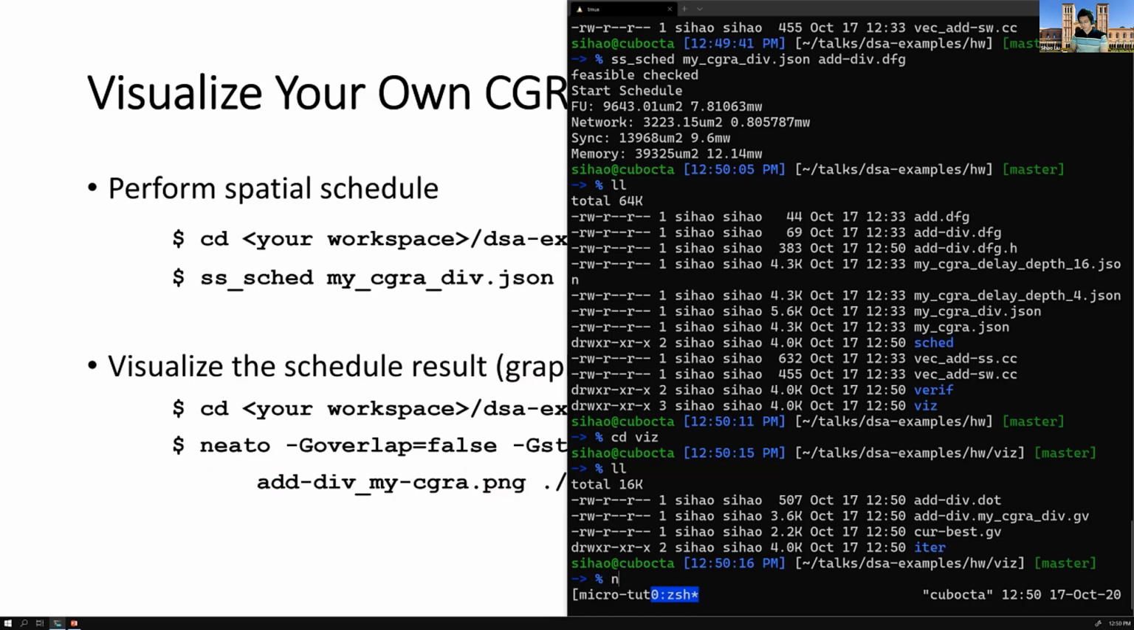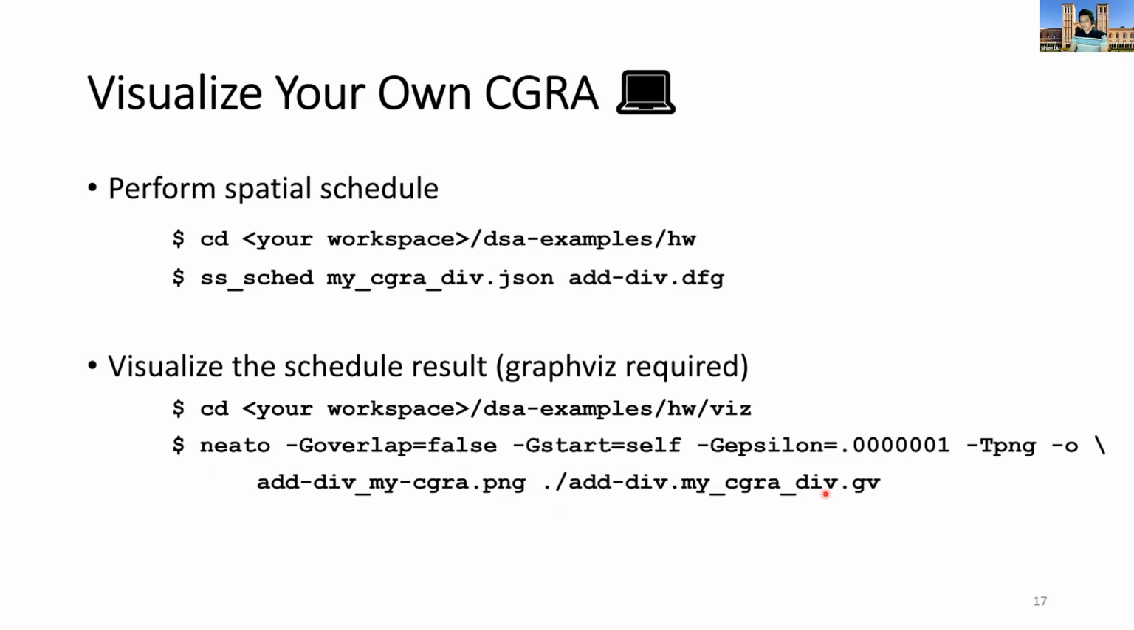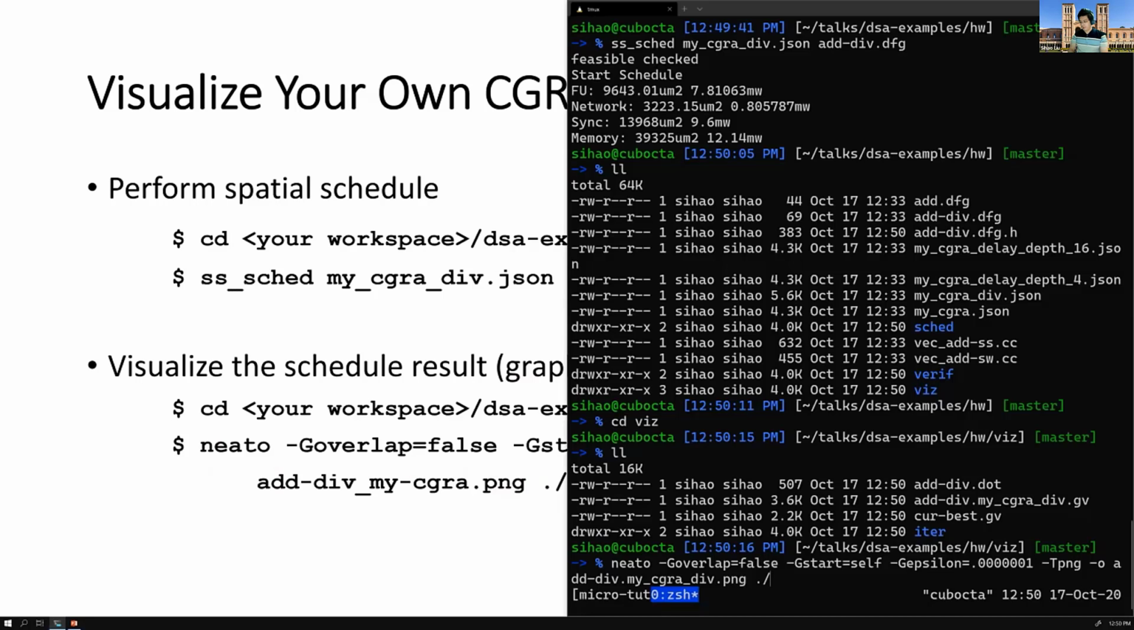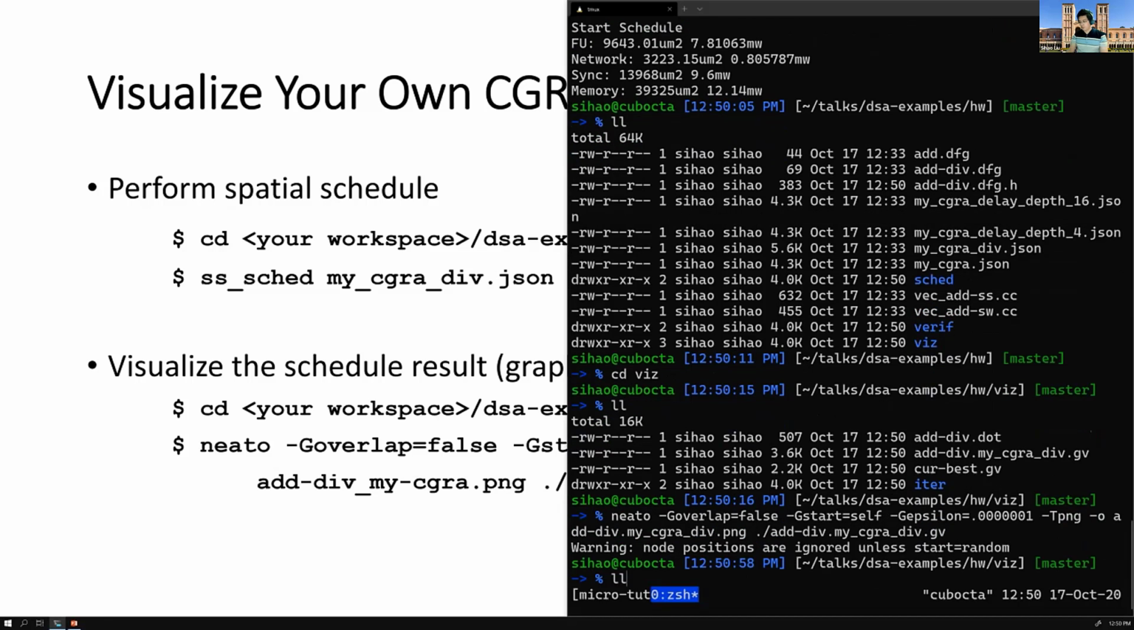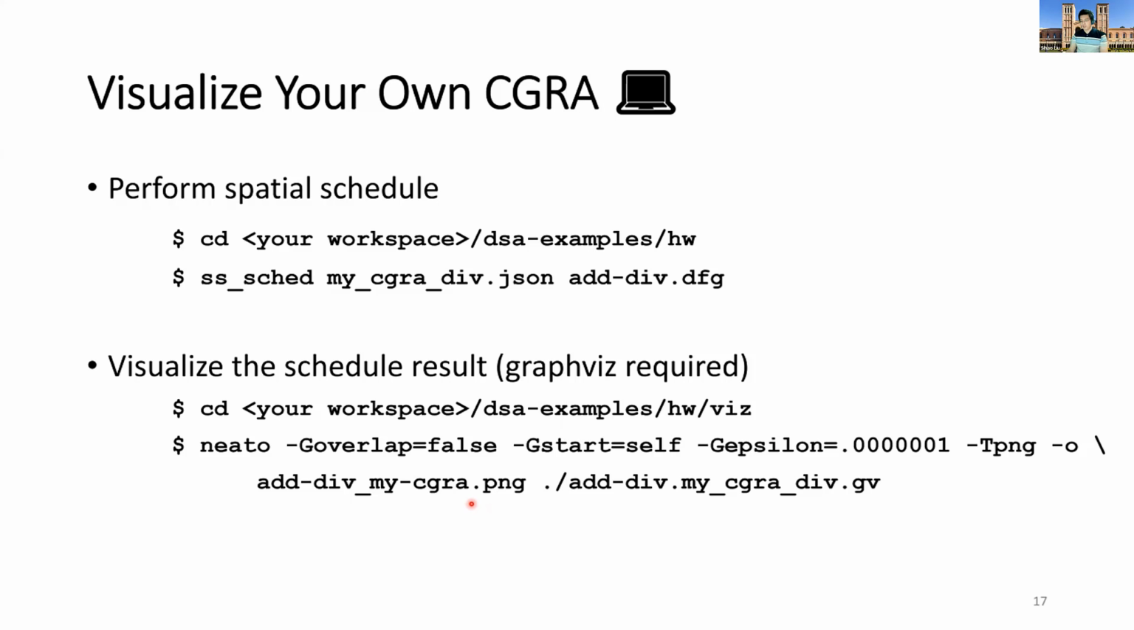So I'm going to do that and try to run it. I think the file name is not correct, because we just added a divider there, right? So what I can do is I add the PNG, and the input gv file is this one, my cgra.gv. And you can actually see that it will create the PNG file, and you can copy it back to your host machine and open up the PNG. But I will not do that, but just show you the result.